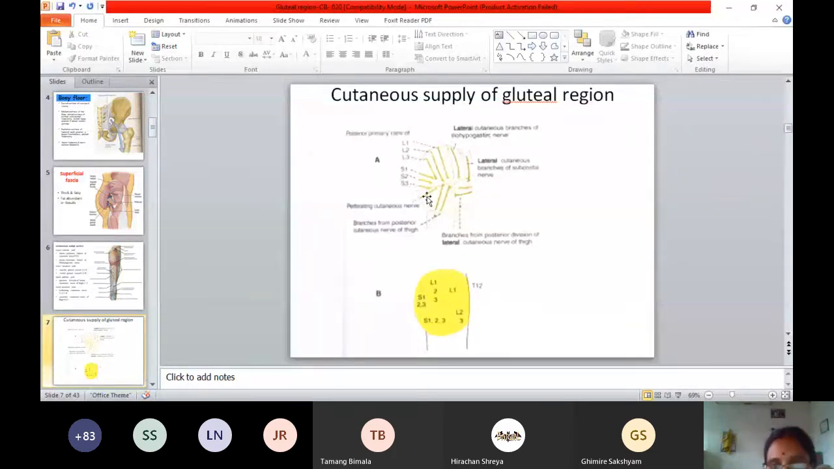So whenever we ask in exam, draw a well-labeled diagram on the cutaneous innervation of the gluteal region, you have to practice this diagram given in Chaurasia. This is a simple diagram and you have to draw this. This is a very important question in SAQ.